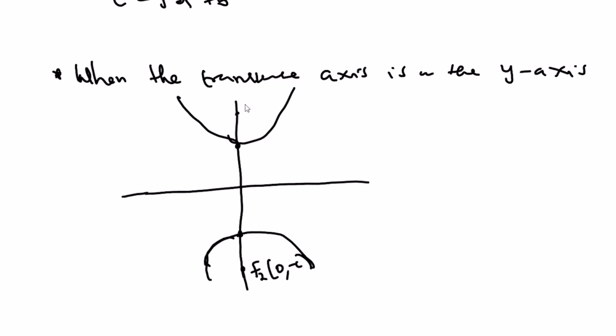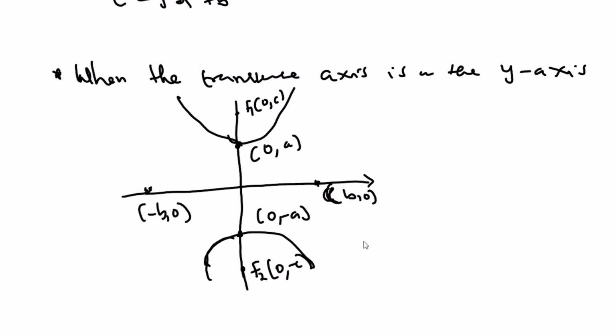Then we have 0,C. Then the vertex will be this one. Our vertices will be 0,A, then we have 0,negative A. Now the co-vertex becomes this one, which will now be B,0, then we have negative B,0.